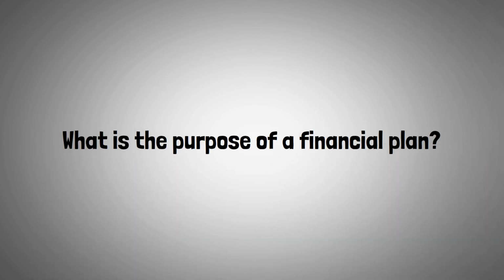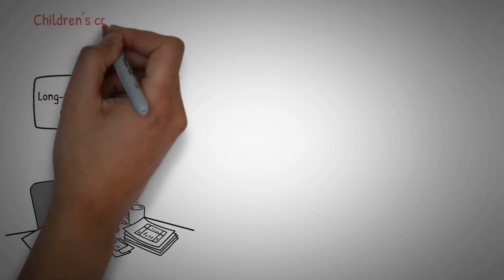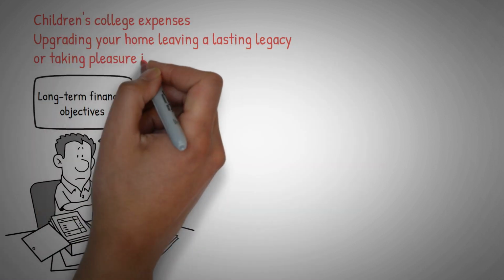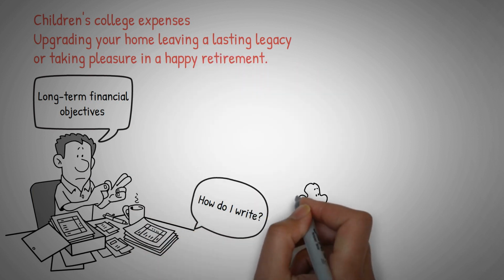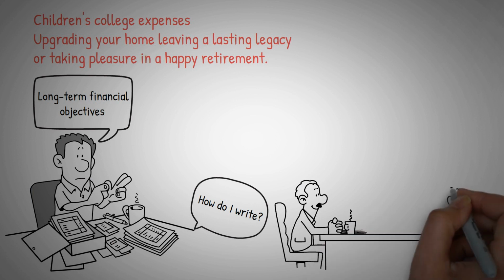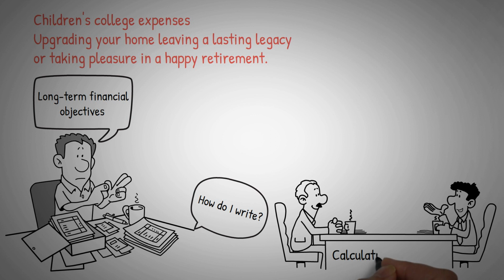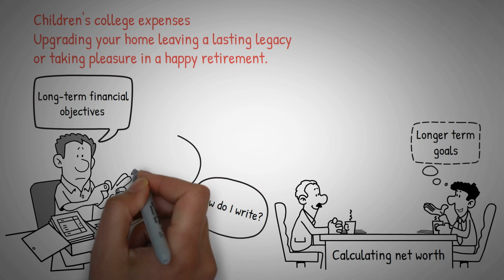What is the purpose of a financial plan? A financial plan is created to assist you in making the greatest use of your funds and achieving long-term financial objectives, such as paying for your children's college expenses, upgrading your home, leaving a lasting legacy, or taking pleasure in a happy retirement. How do I write a financial plan? Either you or a professional financial planner can create a plan for your finances. Finding out your spending patterns and calculating your net worth is the first step. After this has been recorded, you should think about longer-term goals and devise strategies to accomplish them.